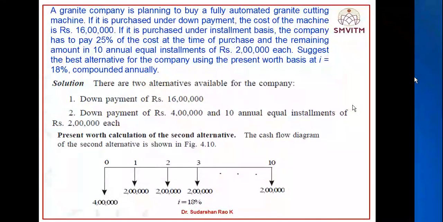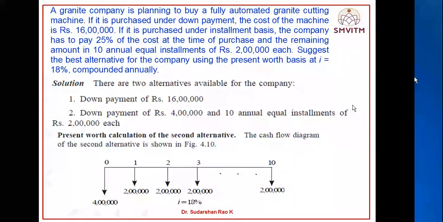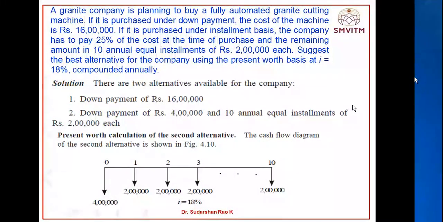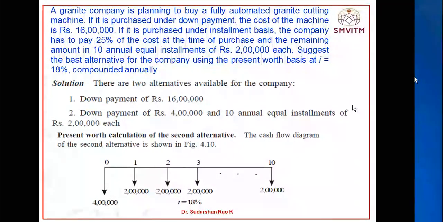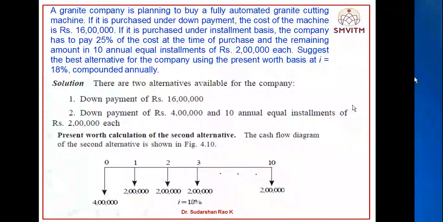That is, one alternative is a 16 lakh down payment, purchasing with the complete down payment, and the other alternative is paying 25% of this, that is 4 lakh in the beginning and 2 lakh every year for 10 years. The present worth of the first alternative is 16 lakh only. Whereas the second alternative is a down payment of 4 lakh rupees, that is 25% of the 16 lakh, and 10 annual installments of 2 lakh each, and the interest is 18% compounded annually.